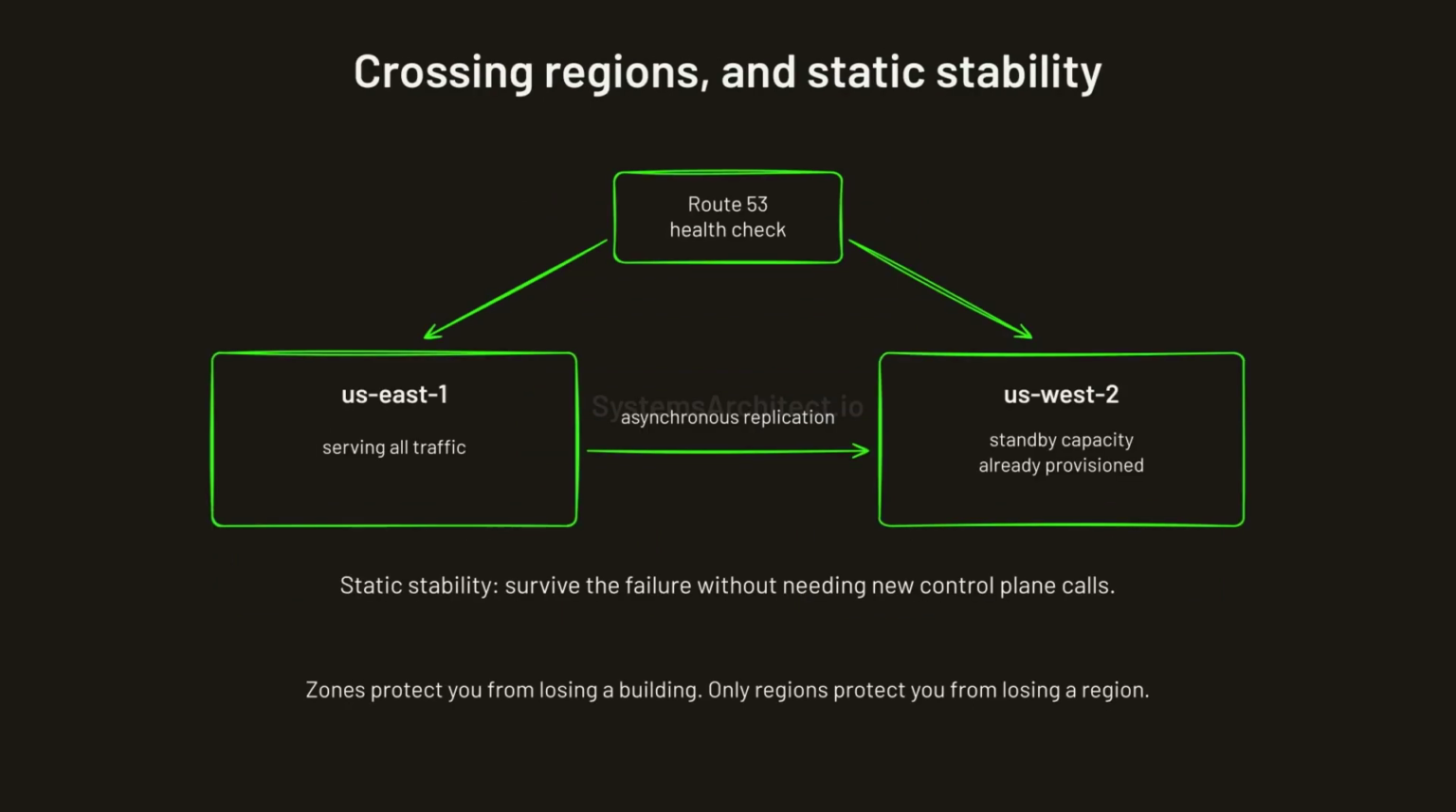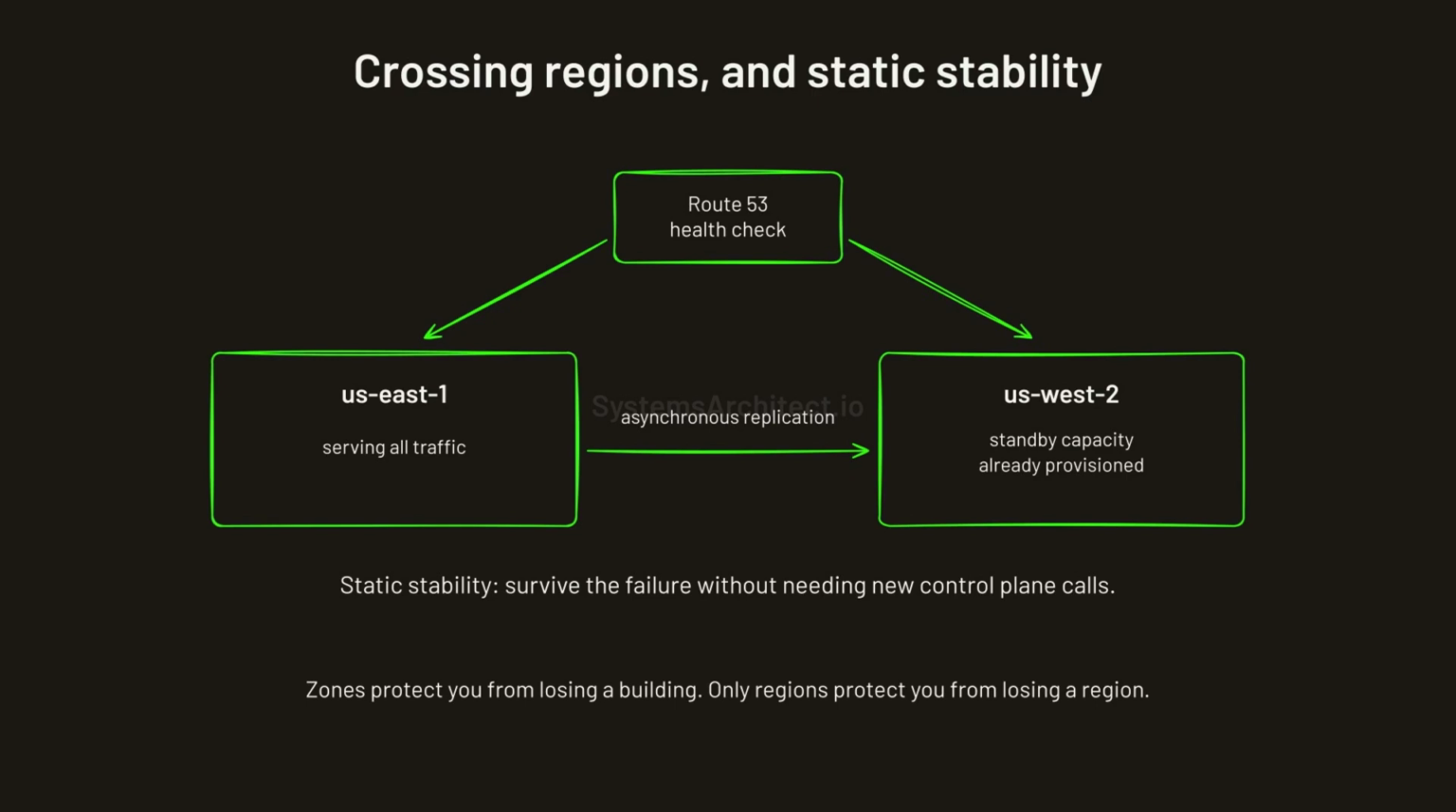Multiple zones protect you from losing a building, and only multiple regions protect you from losing a region. Cross-region designs use Route 53 health checks with failover or latency routing. That moves users to a healthy region. Data follows asynchronously through S3 cross-region replication, DynamoDB global tables, or an Aurora global database. This is a real step up in difficulty. You inherit conflict resolution, higher cost, and data residency questions.